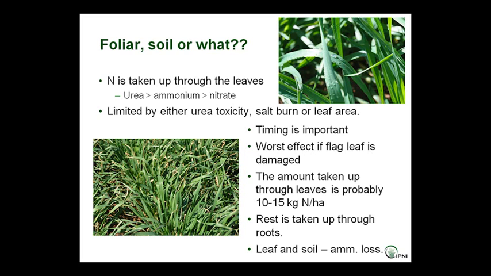And the other point is that really, in terms of a canopy, you probably only get about 10 to 15 kilograms of nitrogen into that crop through the leaves. The rest comes through the roots. And if it does come through the roots, through the soil, even on the leaf, there's a potential for ammonia loss. So that occurs whether it's urea or ammonium.